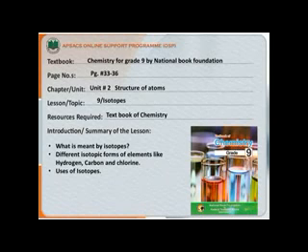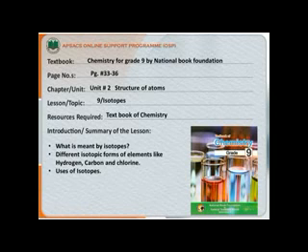Dear students, the book that we are going to use is the textbook of chemistry for grade 9 by National Book Foundation. Today we are going to discuss page number 33 till page number 36. We are going to start unit number 2, that is the structure of atoms. It is your lesson number 9 and the topic is isotopes. The resource you require is the textbook of chemistry.